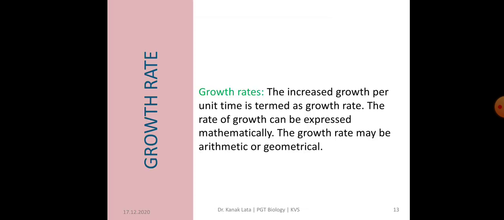Now the next topic is growth rate. Growth of an organism or part of an organism is expressed in the form of growth rate. It is defined as increase of growth per unit time. The growth rate of an organism may be expressed mathematically, and it may be expressed arithmetically or geometrically. We will discuss both separately. First, arithmetic growth.